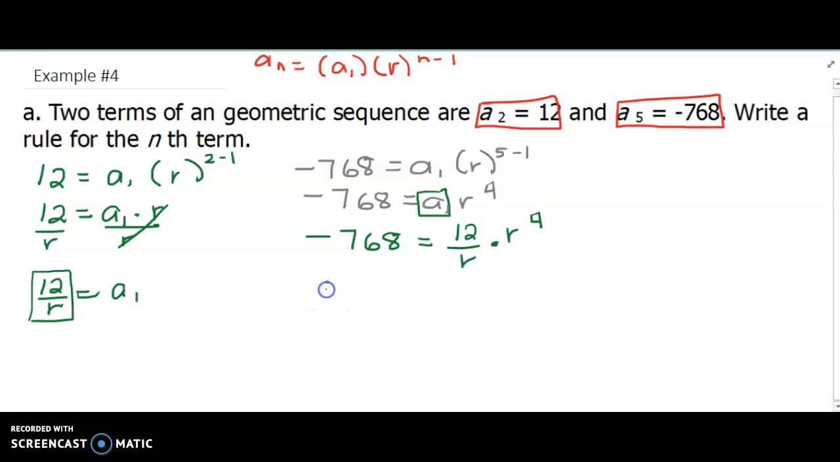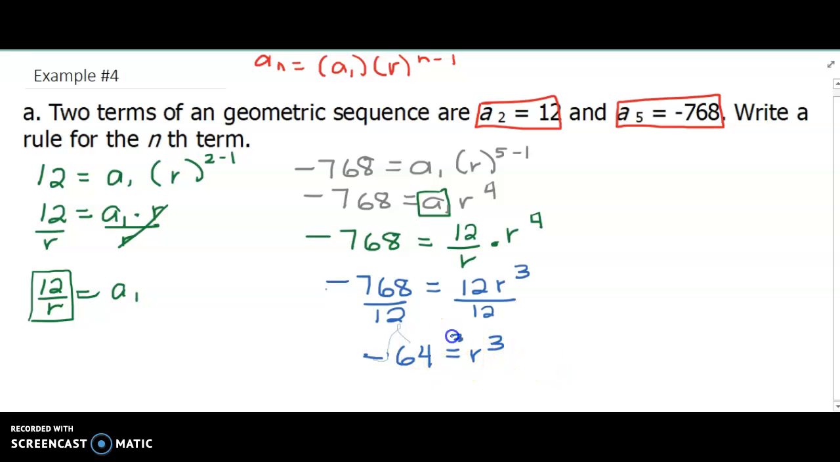Okay, and this reduces to negative 768 equals 12r to the third. r to the fourth over r is just r to the third. Okay, now I want to solve this, so divide by 12, divide by 12. 768 divided by 12 gives me 64, so negative 64 equals r to the third.